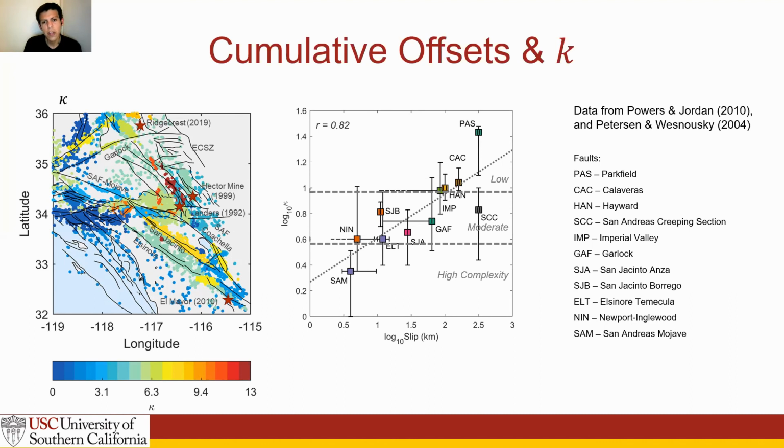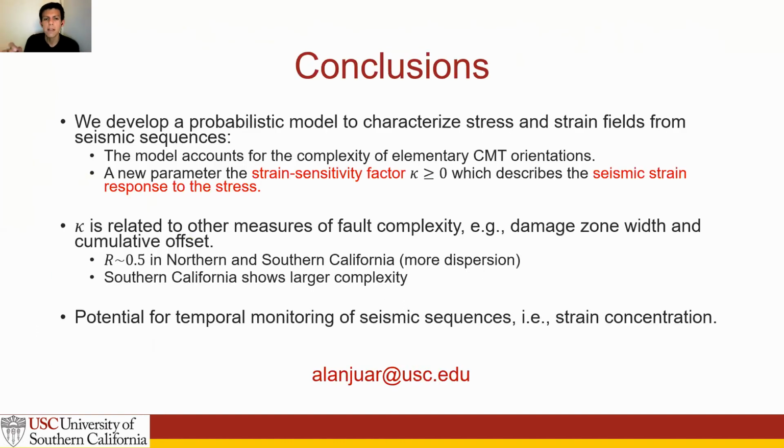We see a strong correlation between the maximum offset and the values of kappa. For some faults, for example, the Parkfield, which has the largest offset, there is a very high value of kappa, which implies very low complexity. On the other hand, faults like the Newport Inglewood that have low values of kappa show low values of cumulative offset. As conclusions, we developed a probabilistic model to characterize the stress and strain field for seismic sequences.